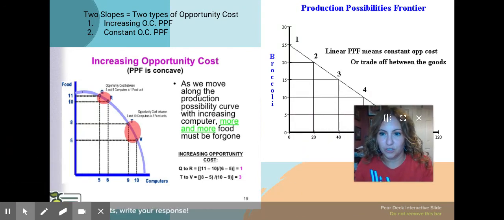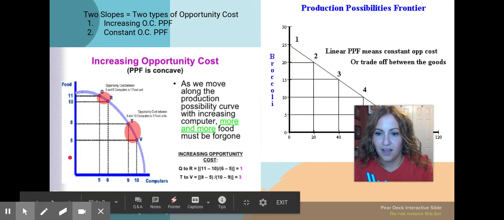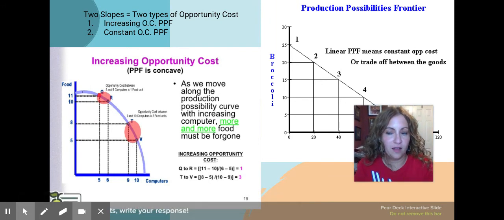What a rush. Okay, so let's see if we can read this PPF curve really quick. It says, let's say that we are at point Q. At point Q, we're making 11 food units and 5 computers. But I want to make one more computer. I want to make 6 computers. Well, I can't continue making 11 food units. I'm going to have to give up some amount of food to produce that computer unit. I'm going to have to give up 1 food unit. Okay, so that wasn't too bad. I lost 1 food. I got 1 computer.